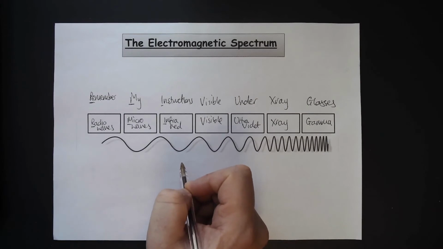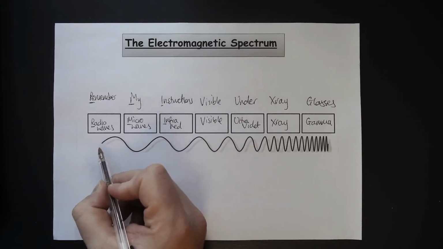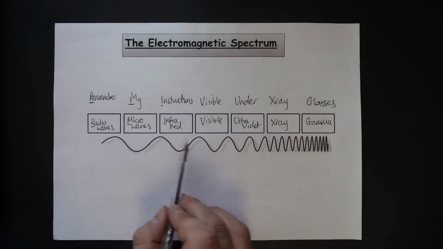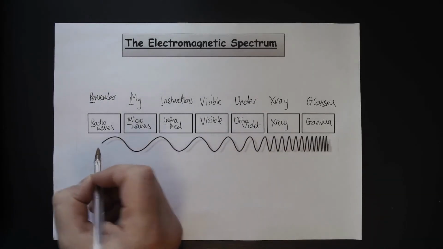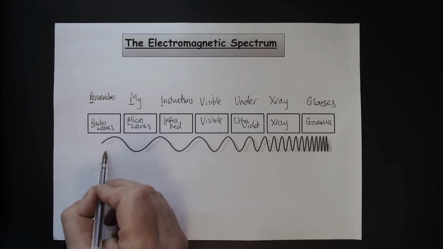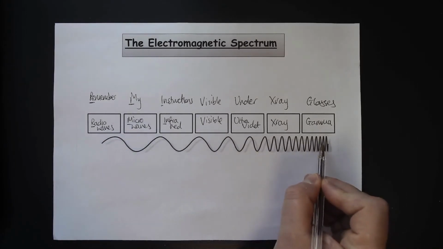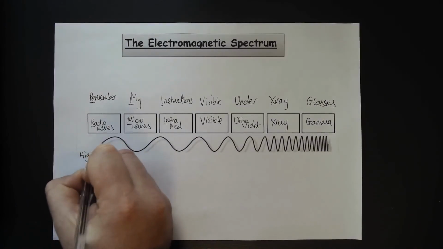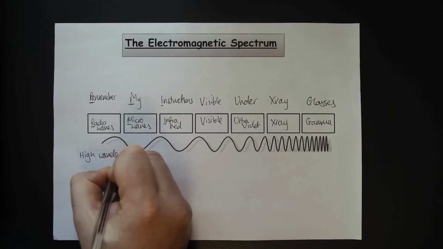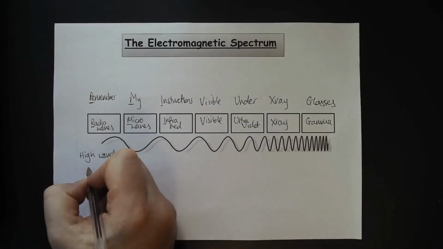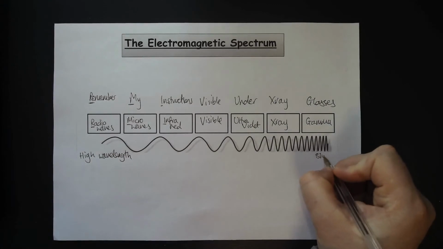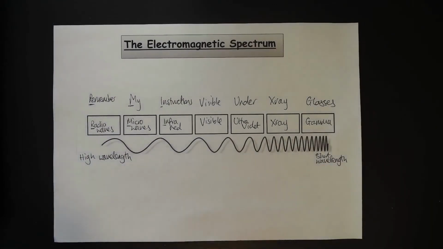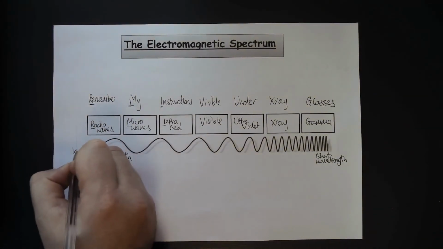Then what we need to look at is the properties. Now as I said before, what we have here is a diagram of a transverse wave. As we move along this order, you'll notice that the first thing we'll look at is the wavelength. The wavelength gets shorter as you move down this series. So at this end we have a high wavelength, and at this end we have a short wavelength. In fact, I'm going to change that to longer.